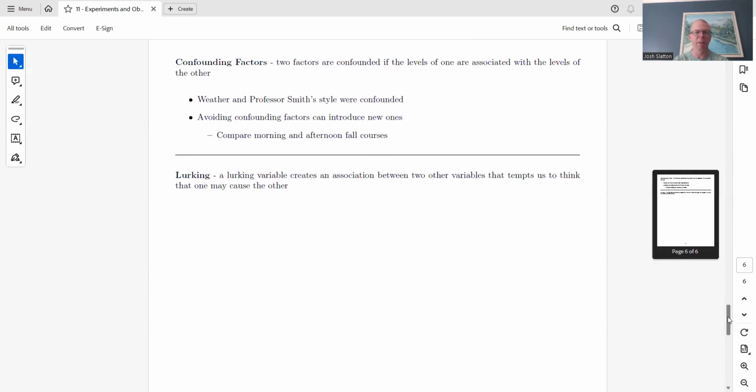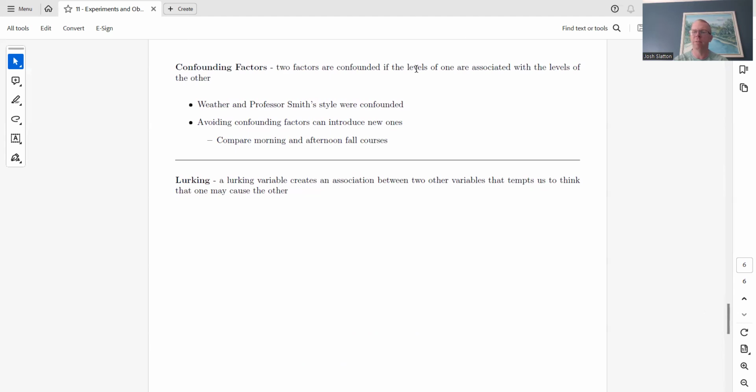And so that is what's called a confounding factor. Two factors are confounded if the levels of one are associated with the levels of the other. In this case, it's possible that weather and the teaching style were confounded, because maybe the weather is the one that's influencing the learning scale. Avoiding confounding factors can introduce new ones, like comparing morning and afternoon classes. Again, that could be a similar thing, because maybe more people are not as motivated in the mornings versus afternoons, or vice versa. That's definitely a personality issue, but that could be another confounding factor.